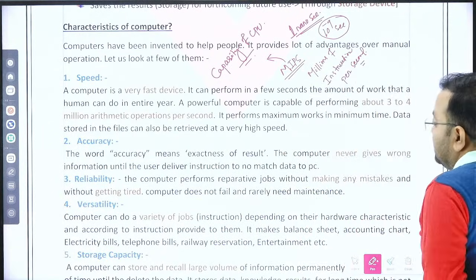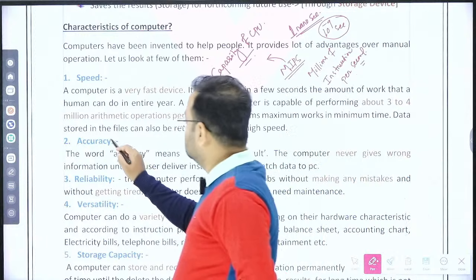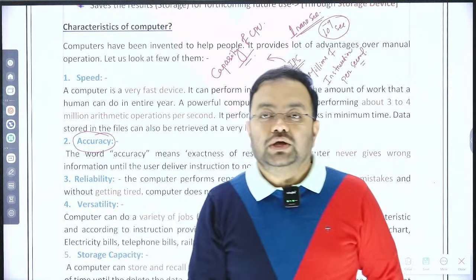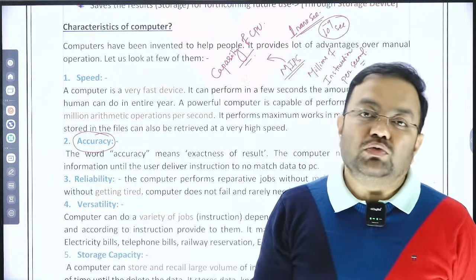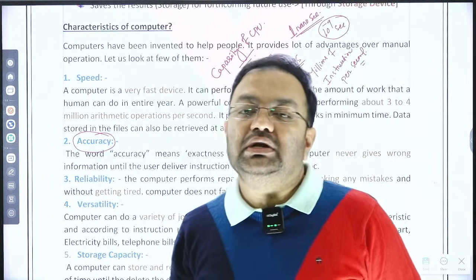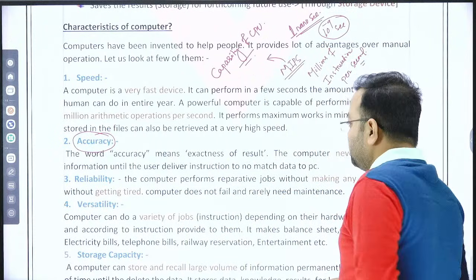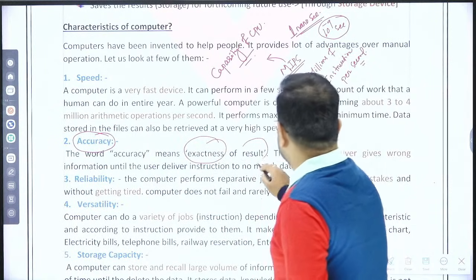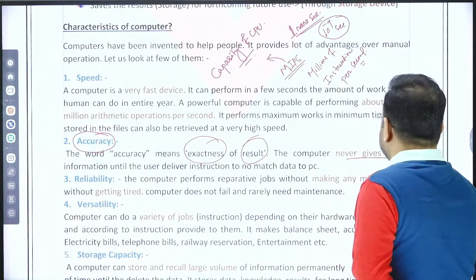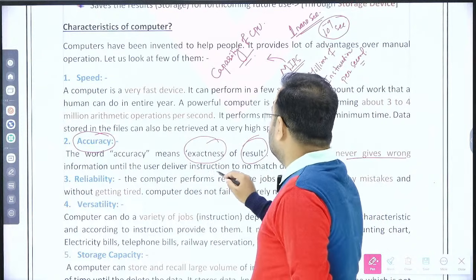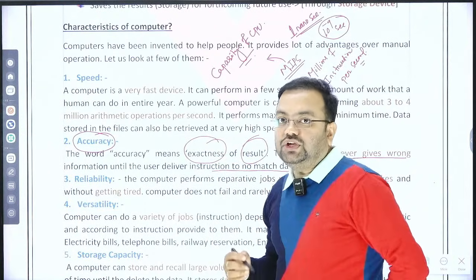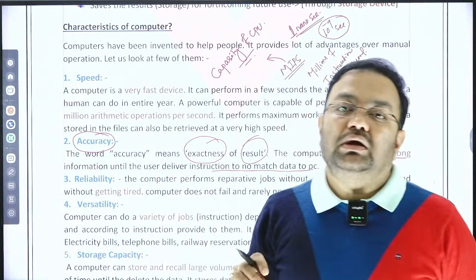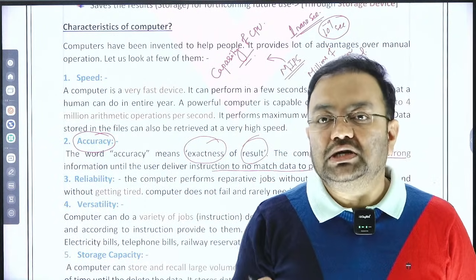Then second is the accuracy. Accuracy has derived from the word accurate, meaning extraction of the results with 100% correctness. These results never give any wrong output unless the instruction is wrong. So if you are putting the right instruction, then definitely it will provide the right output, meaning a 100% accurate result.